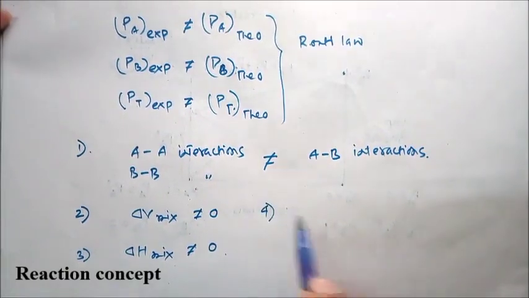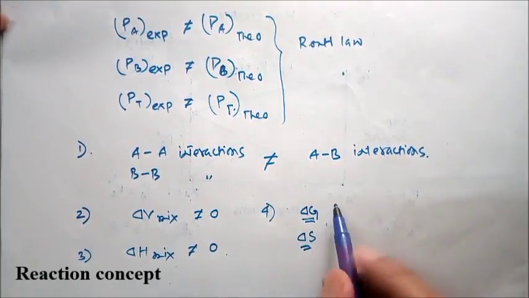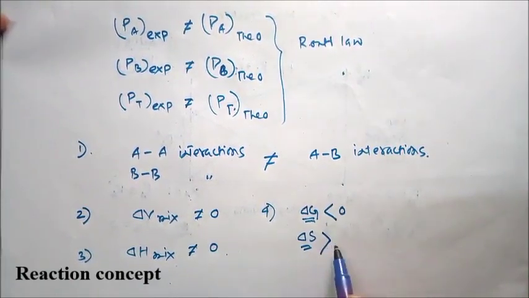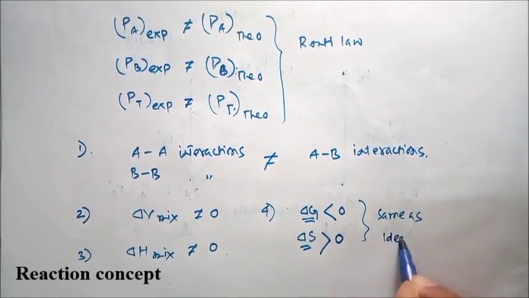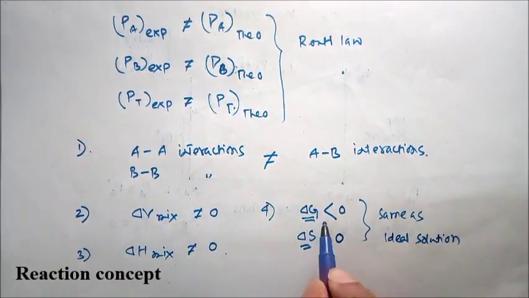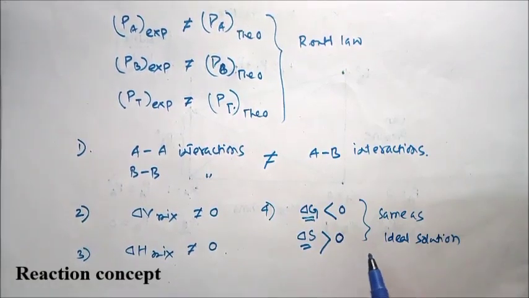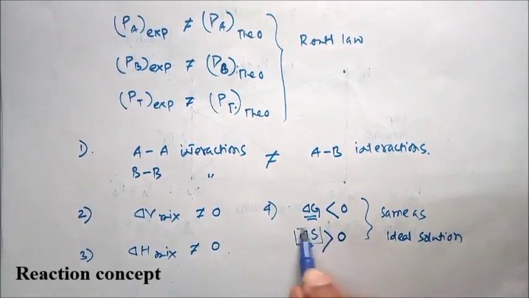There is another characteristic, that is del G and del S. These two values are the same as with the ideal solutions, because Gibbs free energy will be negative and the change in entropy would also be positive here. Since the process is a spontaneous process, the change in Gibbs free energy would be negative. Since the number of molecules or particles during the mixing is increased, the randomness of the system also increases, because of which the change in the entropy of the system also increases, which gives you a positive value, that is del S of the mixing would be greater than 0. So these are the characteristics for a non-ideal solution.